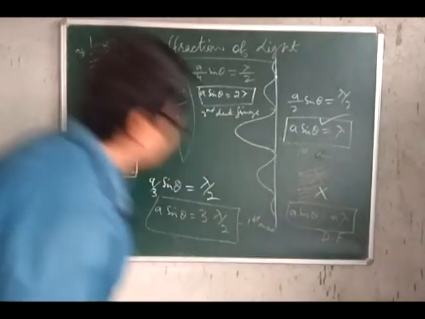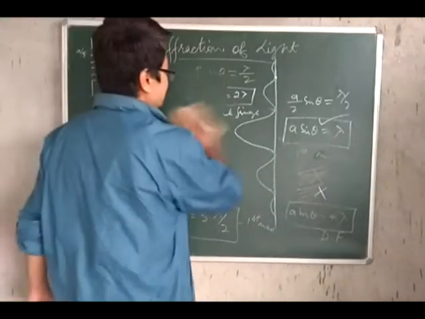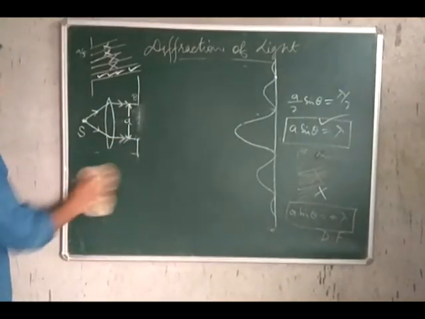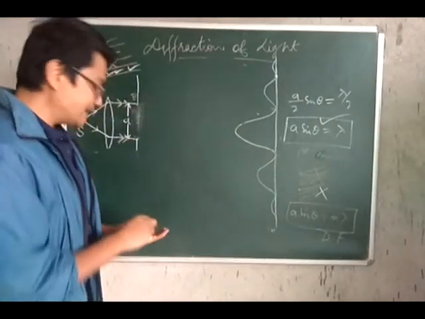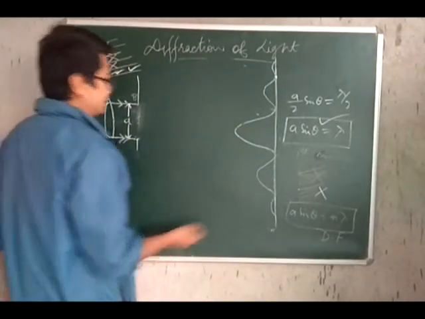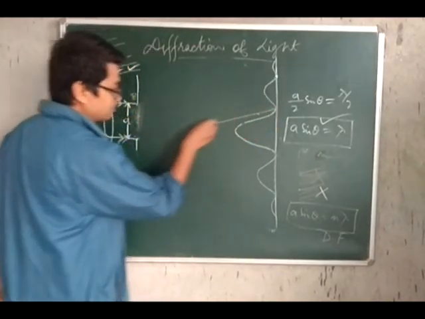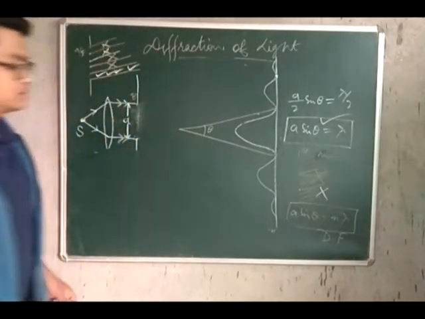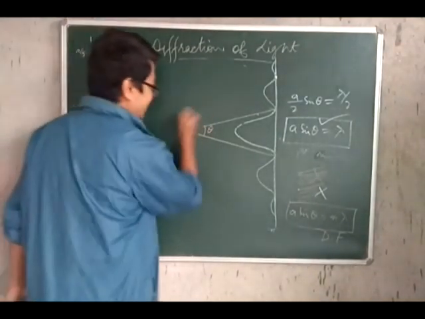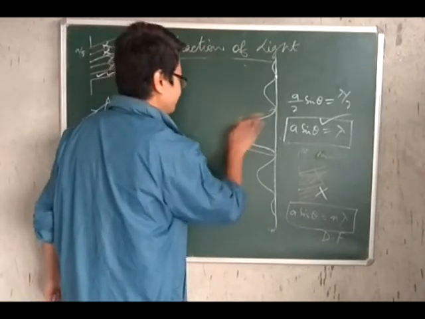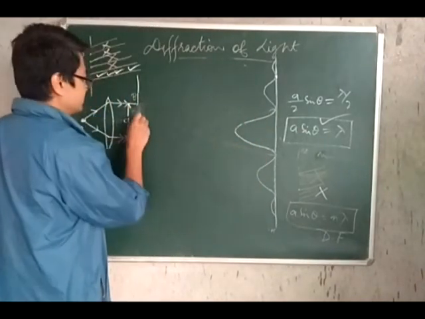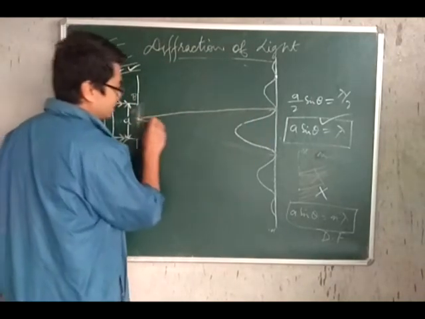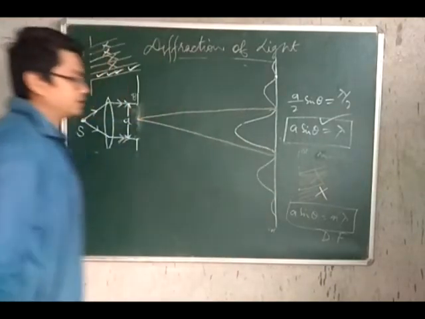Now, one thing I want to tell you. Sometimes you will get to calculate the angular width of the central maximum. That is, you will get to measure this angle, the angular width of the central maximum. Now, how do we find that? It should be measured from this point, from the slit itself. So you will be asked to calculate this width.